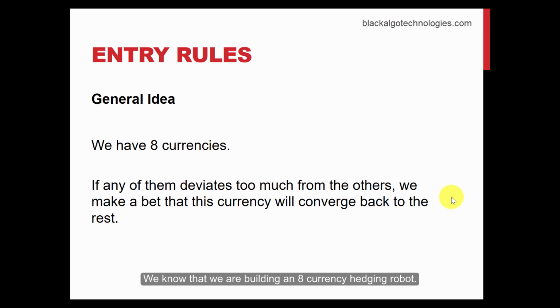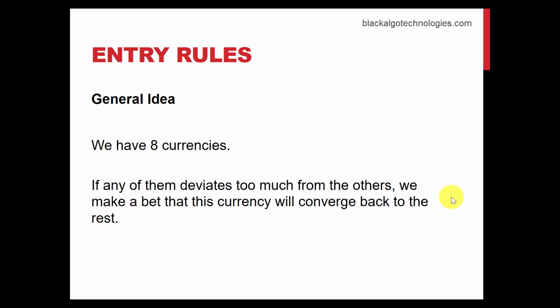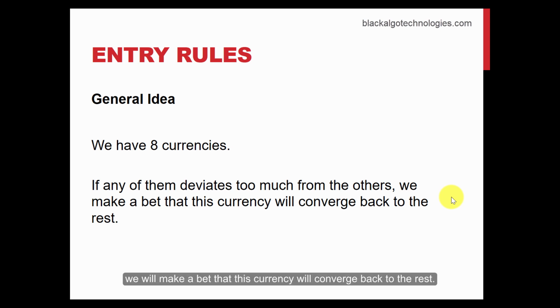So we know that we are building a 8 currency hedging robot. And we have learned the meaning of hedging. So let's examine the general idea behind Zelda. We have 8 currencies. If any of them deviates too much from the others, we will make a trade or bet that this currency will converge back to the rest. So if you were to think of it from a previous lecture point of view, this is what we call an imperfect hedge, and what we are trading is relative value between currencies.